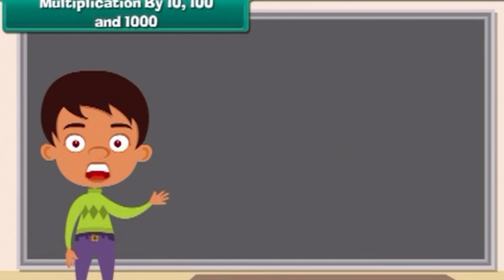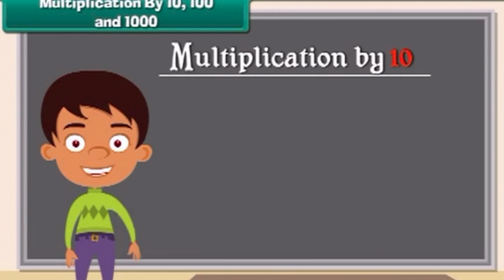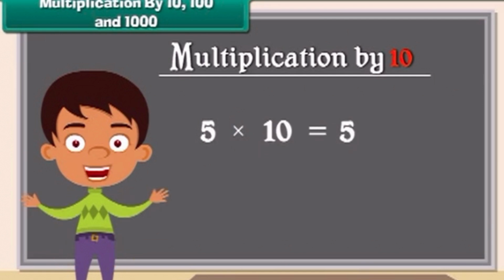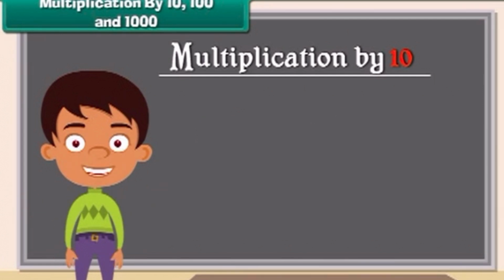Multiplication by 10, 100 and 1000. Let us now learn how to multiply numbers by 10, 100 and 1000. When we multiply a number by 10, we add the 0 in the 10 to the right of the number to get the result. Let us multiply 7 by 10. Add 0 to the right of 7 to get the result as 70.